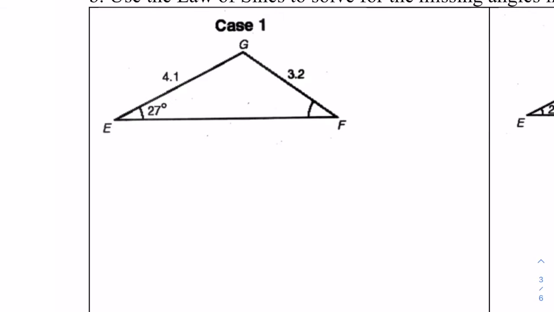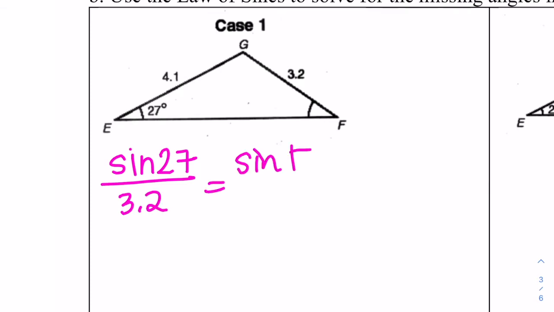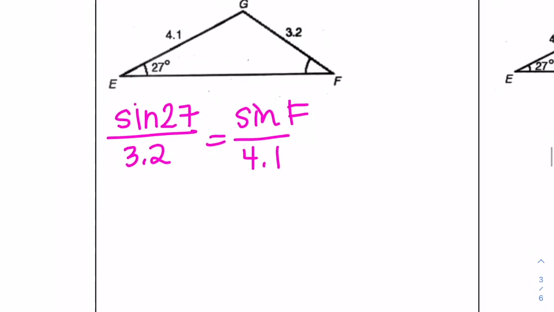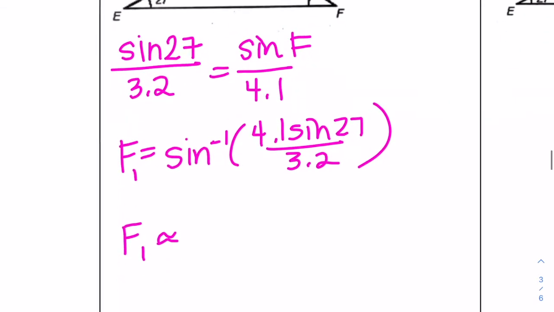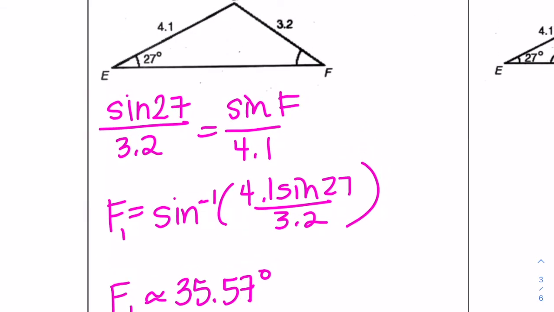So to find the measure for angle F, we just use the law of sines. So we know that sine of 27, that's E, over 3.2 would equal sine of F over 4.1. And I'm going to put this as F1 because this is our first case. So we know that F will be the inverse of sine. You have to take the inverse after you multiply 4.1 times sine of 27 over 3.2. So the first angle will be about 35.57.